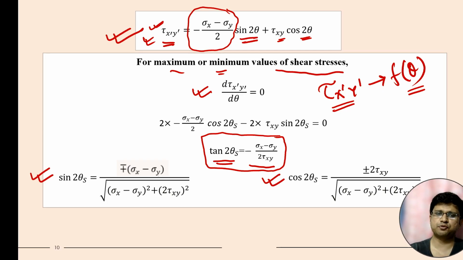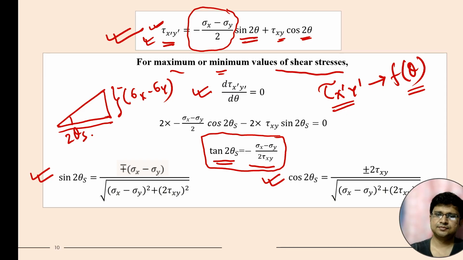Again we can do it simply from the triangle. If this is 2 theta s, and this is minus (sigma x minus sigma y), and this is 2 tau xy, then the hypotenuse will be this. Then sine 2 theta will be height by hypotenuse, so this will be the value, and cos 2 theta will be base by hypotenuse, so this will be the value, and this can be plus minus like the previous case.